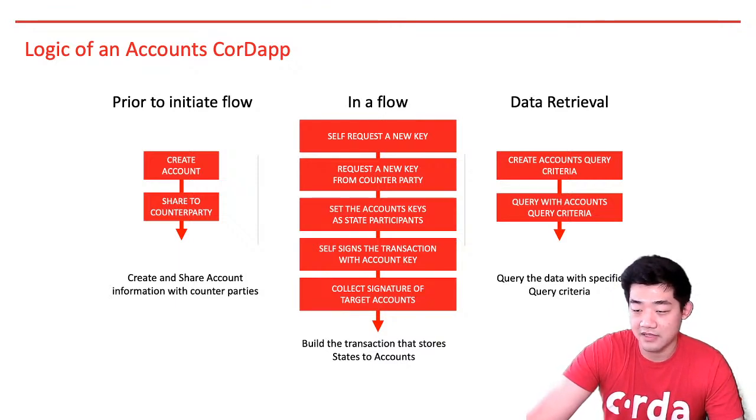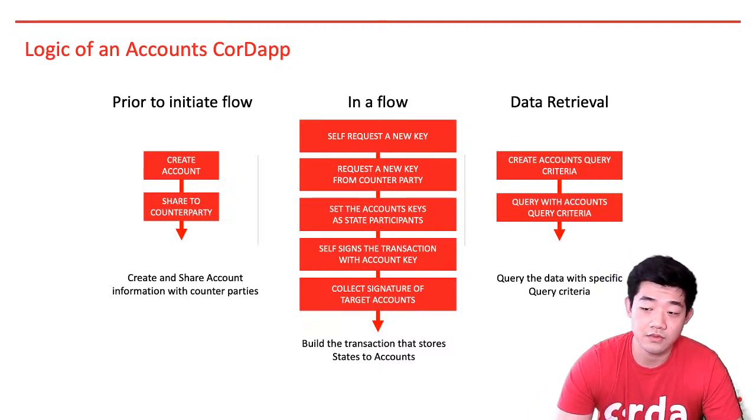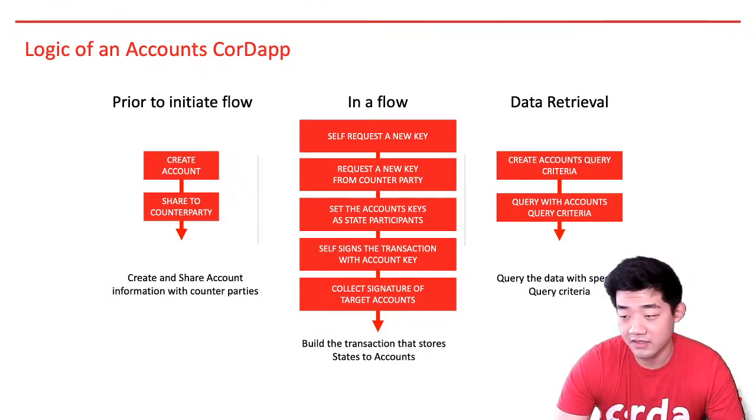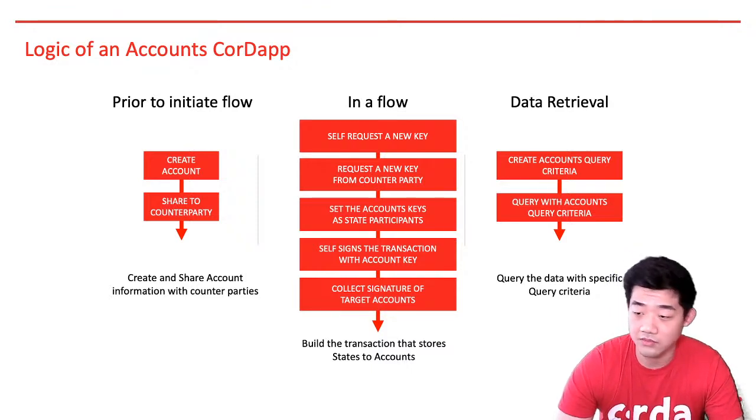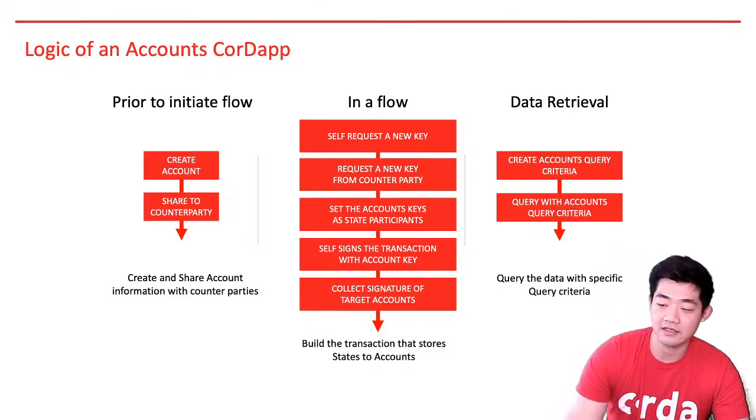The next step is to set the account key as a state participant, because this is what indicates who stores the state. Step 4 is self-signing the transaction with account keys. Depending on different use cases, the host node can also add its signature to the transaction as well. Again, it's up to you. And lastly, collect the signature from the counterparty's account and finalize it.